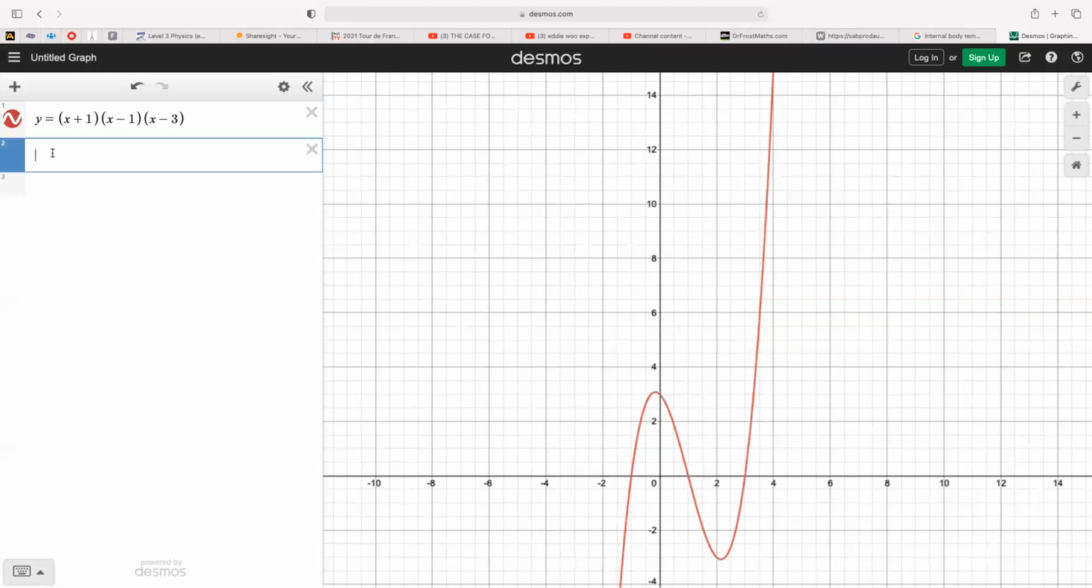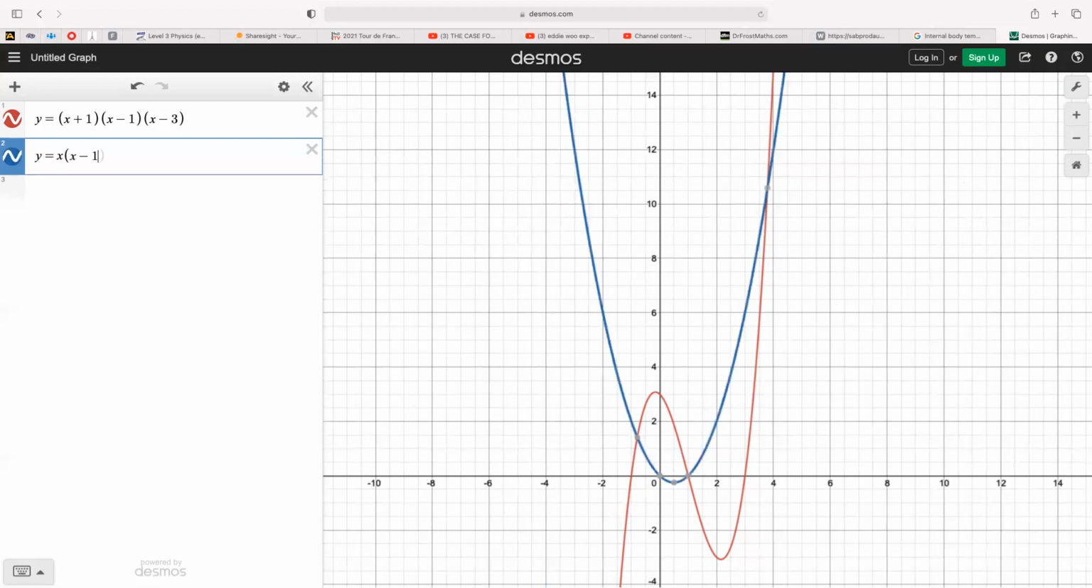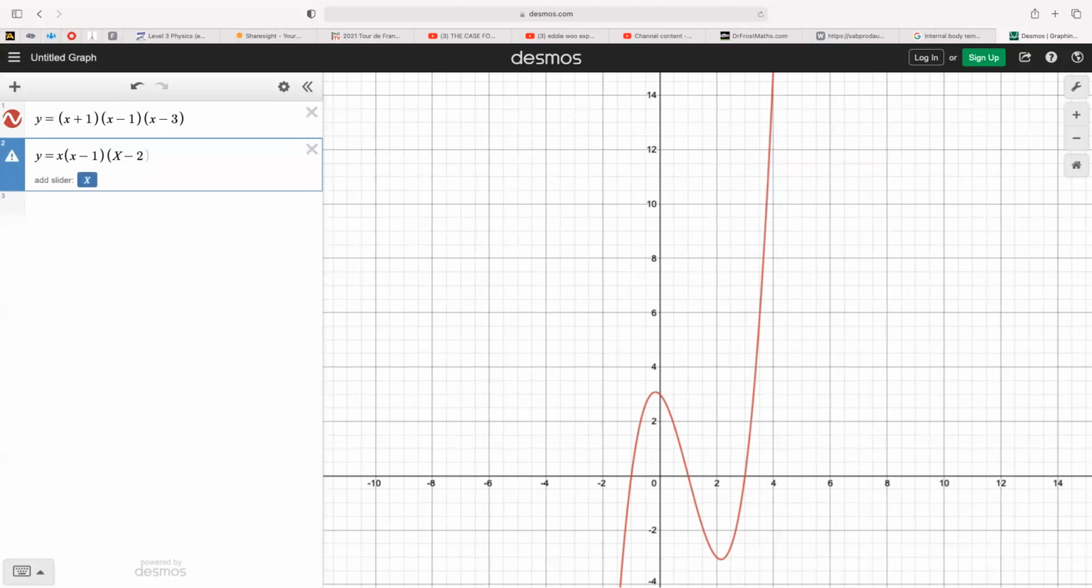Let's do another one. Okay, so I'll put another cubic on. And I've got y equals, and this time I'm going to start with an x. So you can see the blue line occurring there. And I'll keep the rest similar. I'll go x minus 1, and we'll go x minus 2. What a silly x. Let's get rid of that. Put the caps lock button.